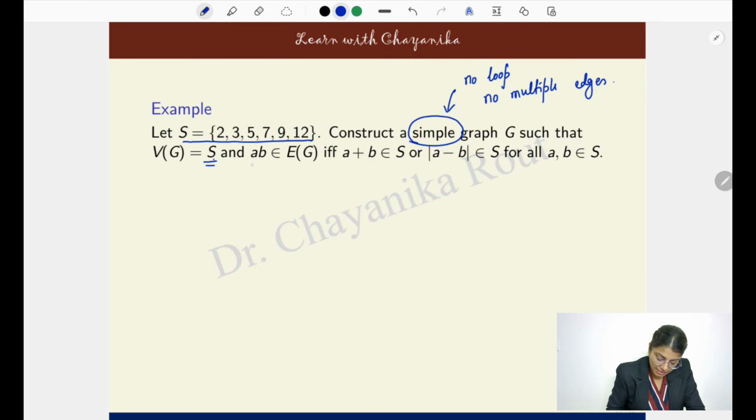So it's given that AB belongs to EG. Now let's see what AB is. In the very end it's written AB belong to S. So A and B are nothing but the elements of S. Say 5 and 7, 2 and 9, elements of S.